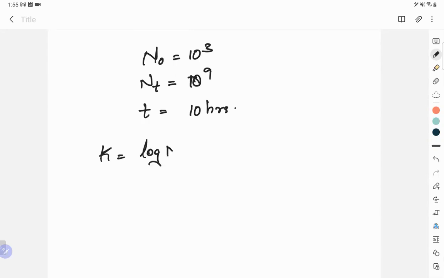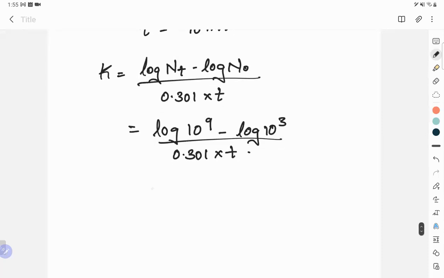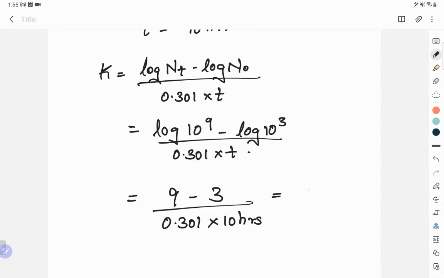What's the formula of mean growth rate constant? Log of nt minus log of n0 upon 0.301 into t. That is going to be log of 10 raised to 9 minus log of 10 raised to 3 upon 0.301 into t. Now ये बहुत ही सिंपल है, log of 10 raised to 9, log to the base 10 के हिसाब से, log of 10 raised to 9 is 9, log of 10 raised to 3 is 3, okay, upon 0.301 into 10 hours, correct? So this is going to be like 9 minus 3, what is that going to be?